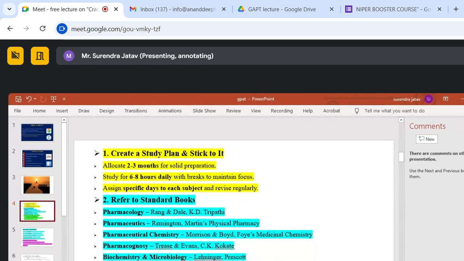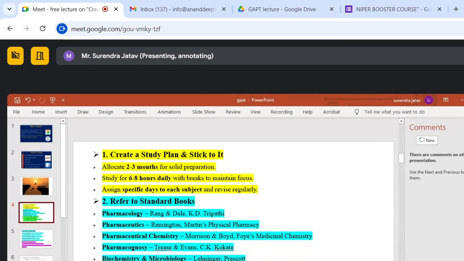Now, how many previous question papers do you need to think about? Solve at least 10 years of previous GPAT question papers. Take a weekly full-length mock test. After solving the question papers, you need to do mock tests to improve speed and accuracy. Because in the duration of the GPAT exam, if you don't focus on accuracy and speed, you will be disqualified. So these are some strategies.